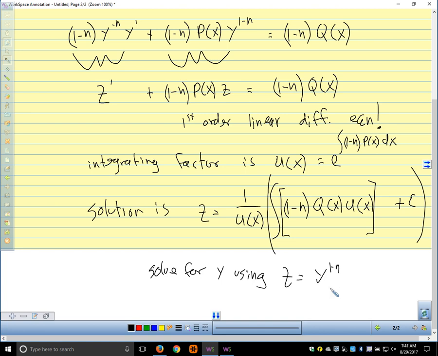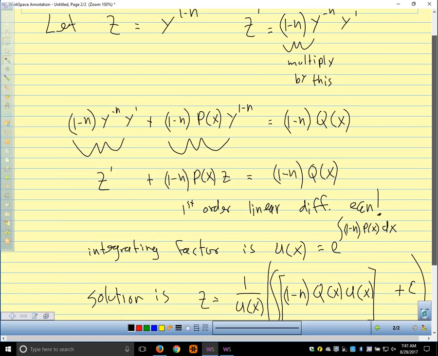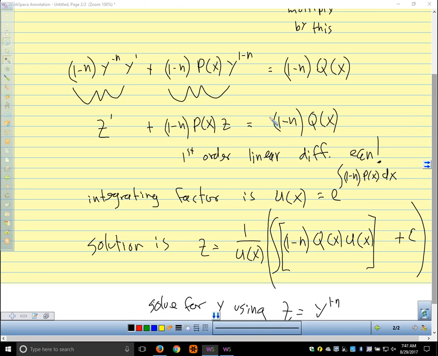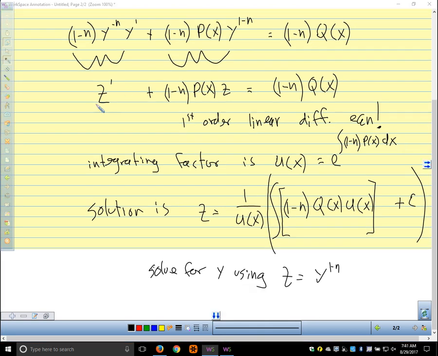So we have these preliminary steps to get our linear differential equation, and then we solve this linear differential equation using our method from yesterday, and then we back substitute to solve for y.